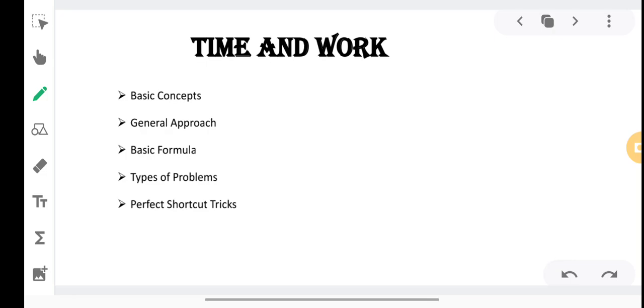Today I'll cover the basics of work and time. Here I will cover each and every type under work and time. I will explain each type by solving problems with two approaches. First approach is basic explanation and second approach is your favorite approach, that is shortcut trick.